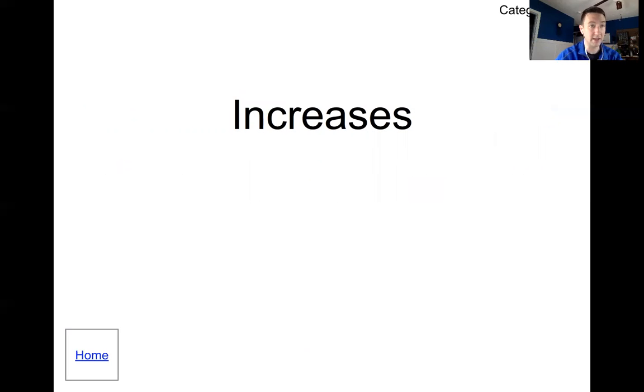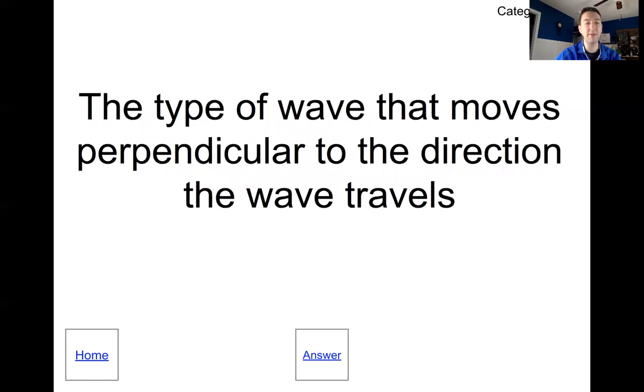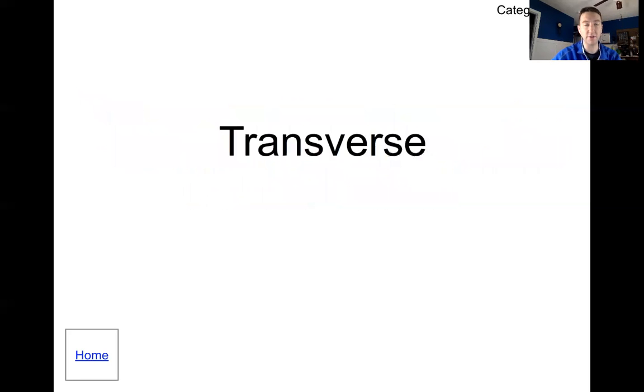They are inversely related. The type of wave that moves perpendicular to the direction of wave travel. The wave travels this way and it vibrates up and down as it goes. That is our old friend, the transverse wave.